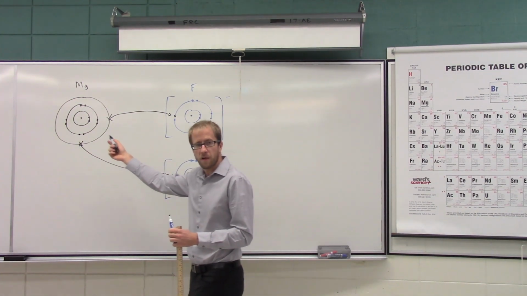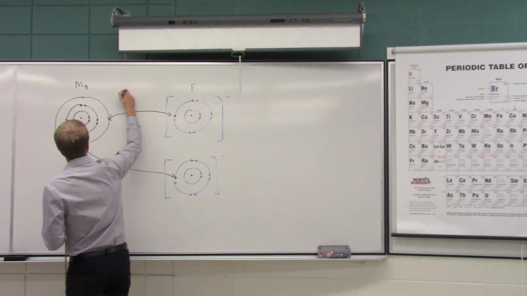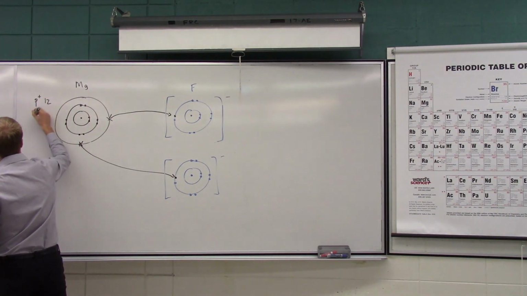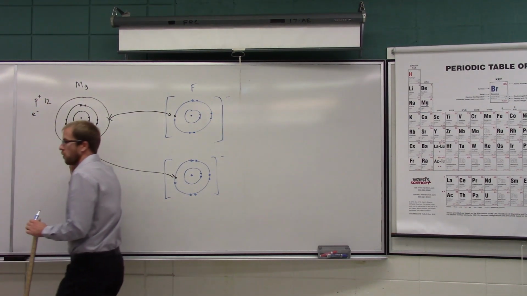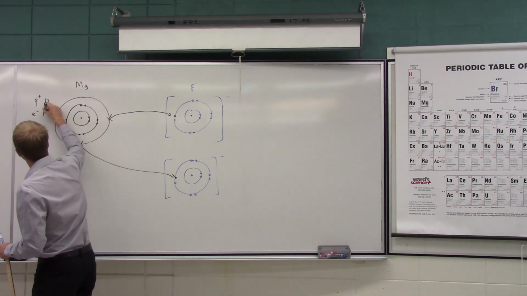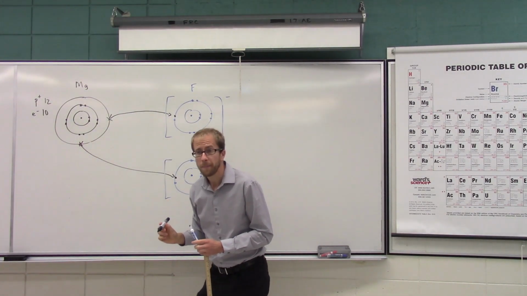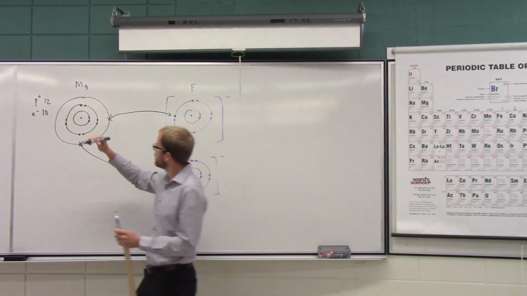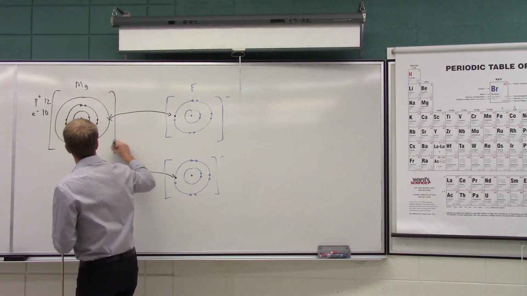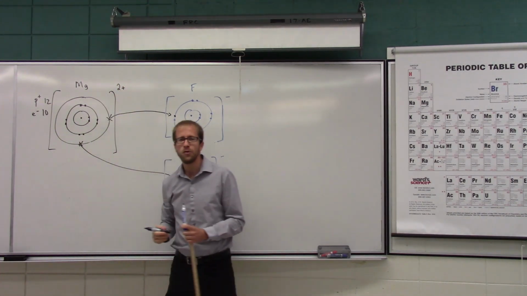How many protons does our magnesium have? 12. It has 12 protons right over here. How many electrons does it have now? 10. It only has 10. So what is the charge going to be on our magnesium? Positive 2, excellent. And this is a little weird thing we do in chemistry. We write the number before the charge. It has a 2 positive charge.